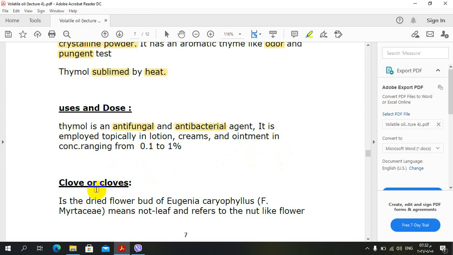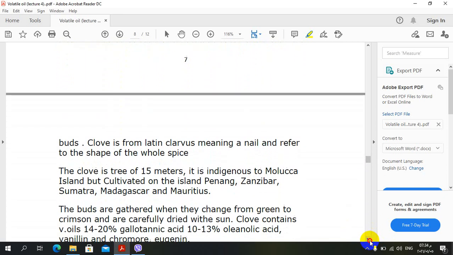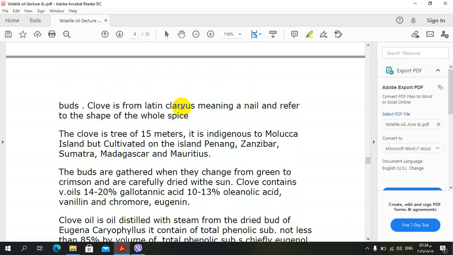Now the other drug is the clove. It is the dried flower buds of Eugenia caryophyllus, family Myrtaceae, which means nut leaf and refers to the nut-like flower buds. Clove is from Latin clavus, meaning a nail, or refers to the shape of the whole spice.